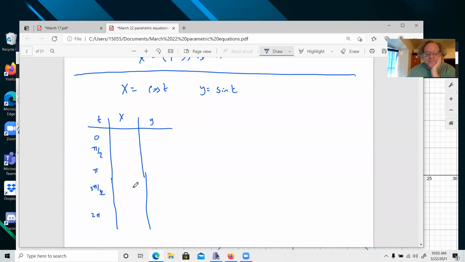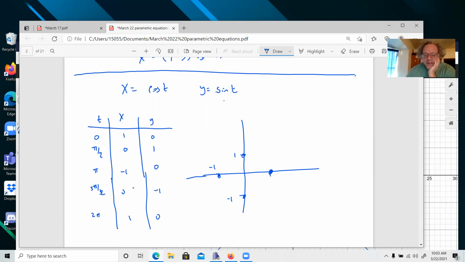Okay, I plug in t equals 0, right? Cosine 0 is 1, sine 0 is 0. Plug in pi over 2, we get 0, 1. Plug in pi, we get -1, 0. 3 pi over 2, we get 0, -1. And 2 pi again, we get 1 and 0. So at t equals 0, x is 1, y is 0, so we're here. Then 0, 1, then -1, 0, then 0, -1, and back to 1, 0 again.